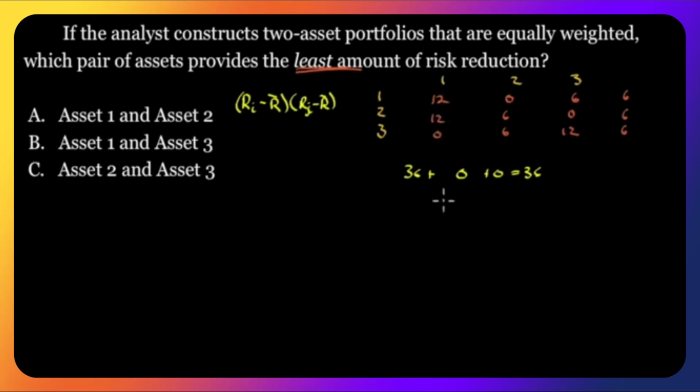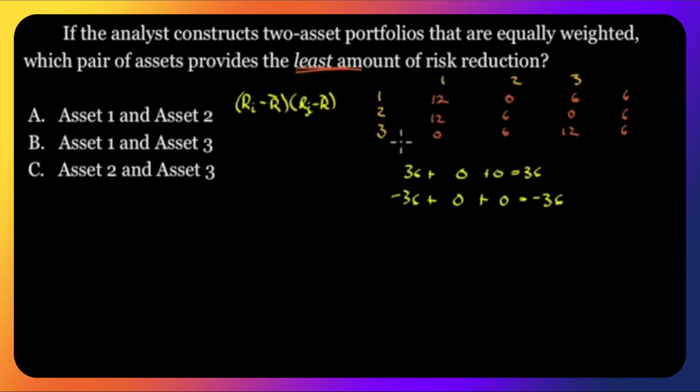Let's do it between 1 and 3. 12 minus 6 is 6, times 0 minus 6 is -6. 6 times -6 is -36, plus, well, 6 minus 6 will be 0, so 0 times anything will be 0, plus here 6 minus 6 will be 0, so 0 times anything is 0, that's -36. So the highest covariance belongs to 1 and 2.